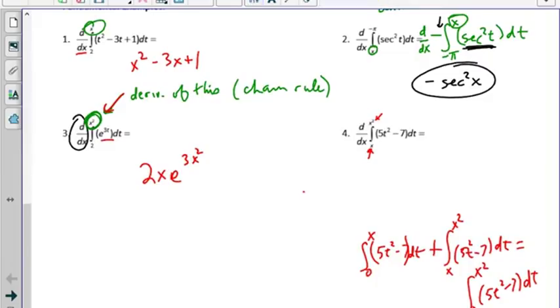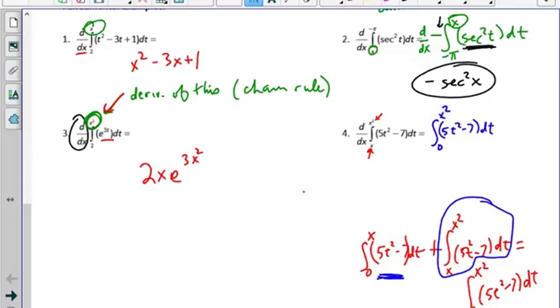Now, what the problem has is it has x to x squared. So what I want to do is solve for this thing that's in the blue, and then that'll kind of tell me what I actually have to integrate. So if I subtract this 0 to x to the other side, what I end up with is the integral from 0 to x squared of 5t squared minus 7 dt minus the integral from 0 to x of 5t squared minus 7 dt. I'm going to do all of that and take the derivative with respect to x when I'm done.